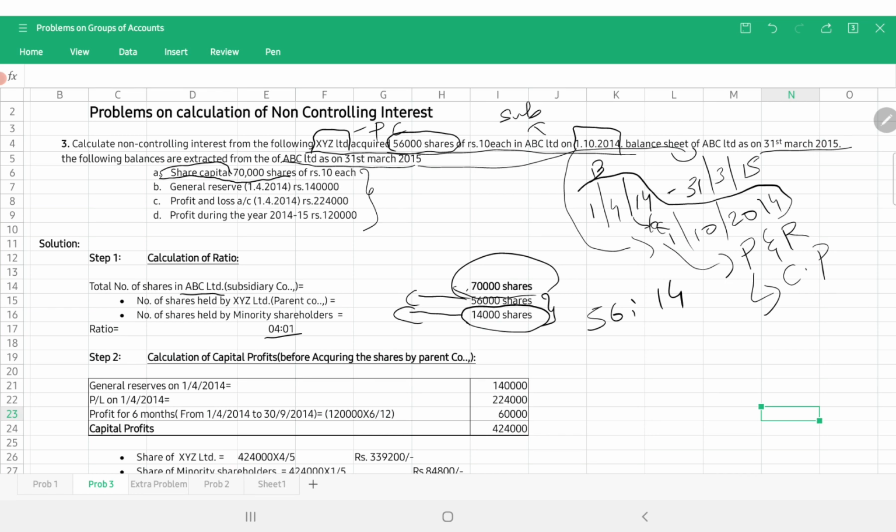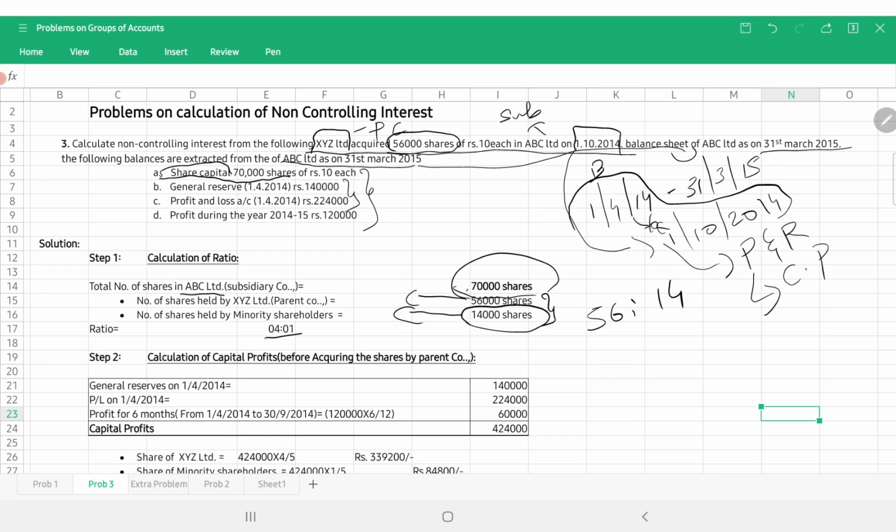So this date, from 1/4/2014 beginning up to the acquisition date, that is 1/10/2014. Whatever profit and reserve is created by the subsidiary company can be taken for calculating the capital profit. If you see in the question here: general reserve 1/4/2014, profit and loss 1/4/2014, and profit during the year 2014-15. Yes, you can take both of these completely.